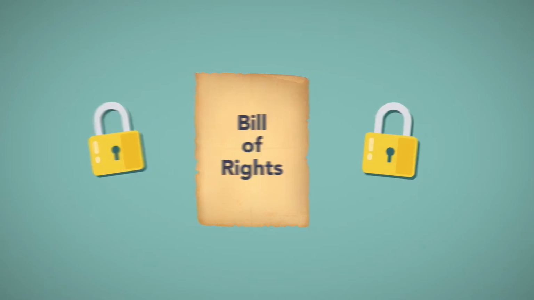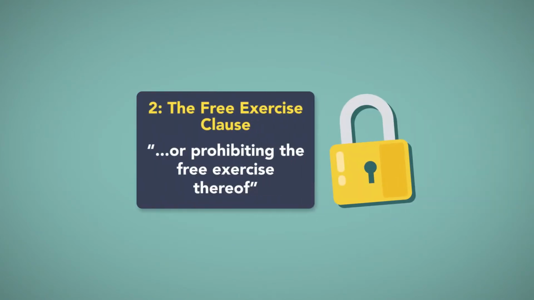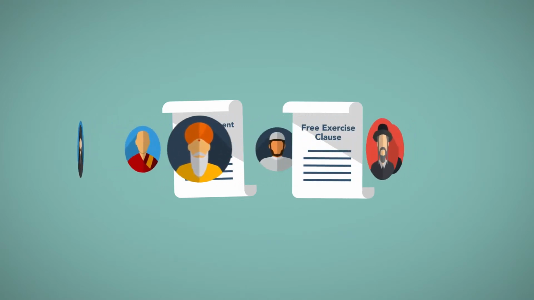Number one, the Establishment Clause, the part that says Congress shall make no law respecting an establishment of religion. And number two, the Free Exercise Clause, the part that says or prohibiting the free exercise thereof. Although the Establishment and Free Exercise Clauses protect religious liberty, they do so in different ways.